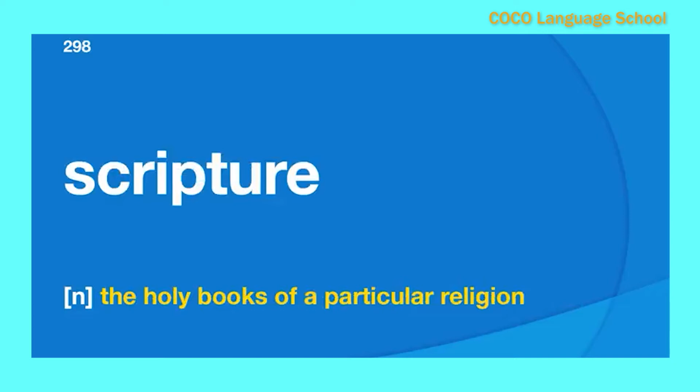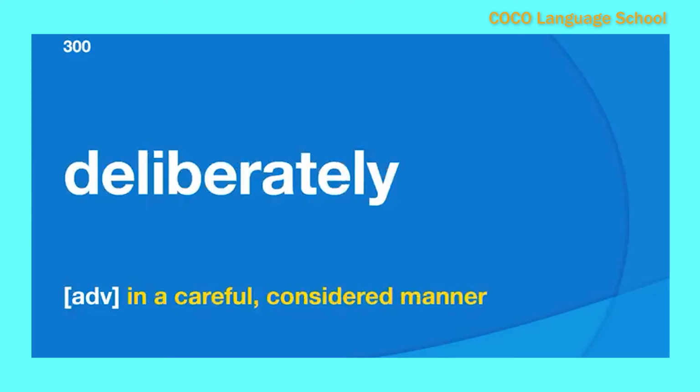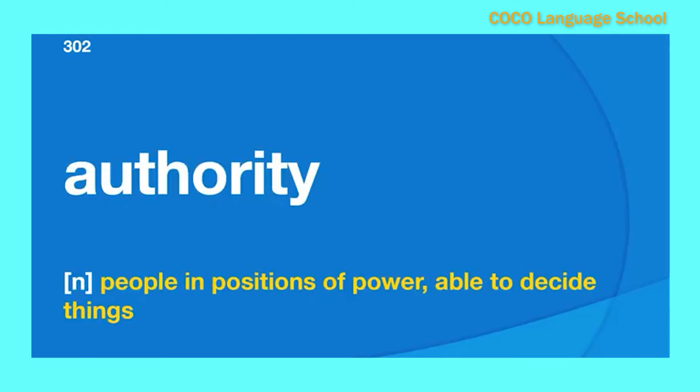The holy books of a particular religion. Scripture. Cell structures that carry the genetic material that is copied and passed to the next generation. Chromosome. In a careful, considered manner. Deliberately. The act of taking the place of something or someone else. Displacement. People in positions of power, able to decide things. Authority.